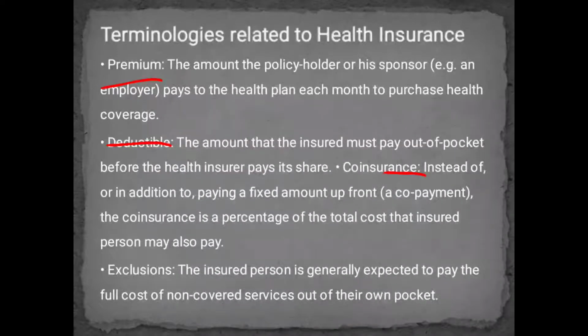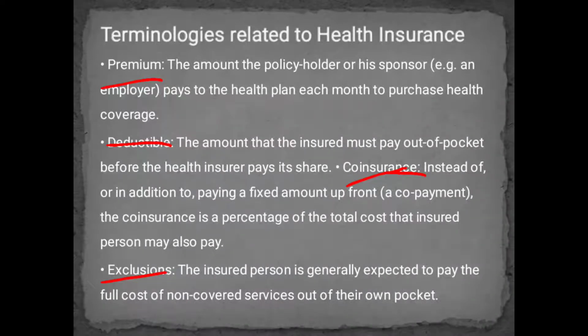Then co-insurance, another term. Instead of or in addition to paying a fixed amount upfront, a co-payment, the co-insurance is a percentage of the total cost that the insured person may also pay. Sometimes when a loss is incurred, it is not only the company that pays. A certain percentage has to be paid by the insurer, and a certain amount has to be paid by the insured. Therefore, the insurer and insured both make the payments, and the amount paid by the insured is called co-insurance.